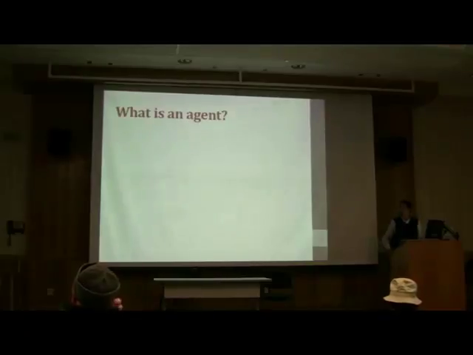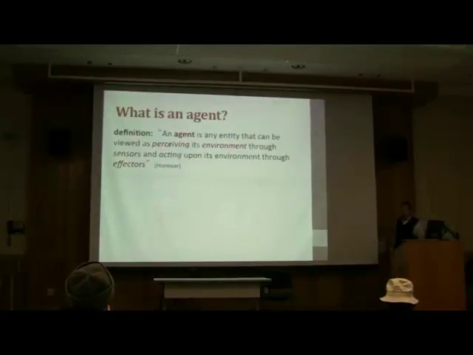So we'll come back to some more examples in a minute. Let me try to define a few more terms. Since we're talking about agent-based modeling now, as opposed to this traditional global approach, we should ask, what is an agent? I would define an agent, and this is a definition from Hanover, as any entity that can be viewed as perceiving its environment through sensors and acting upon its environment through effectors.